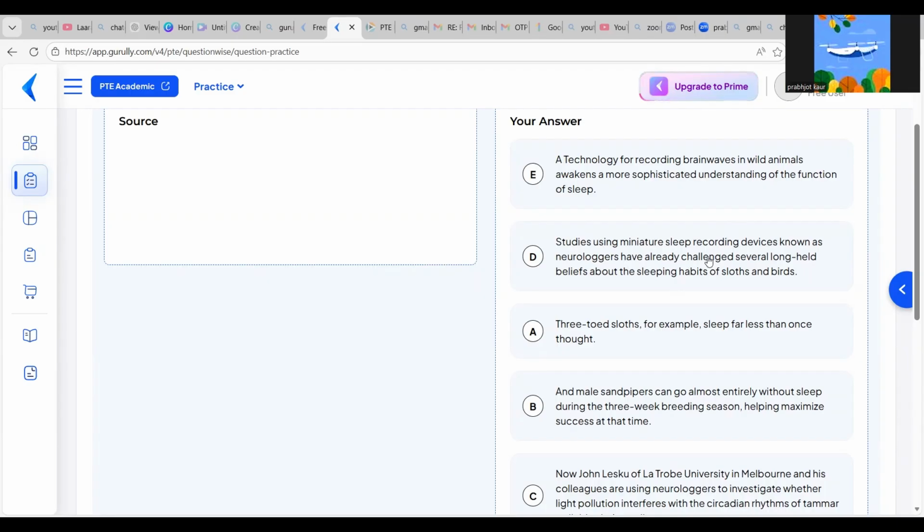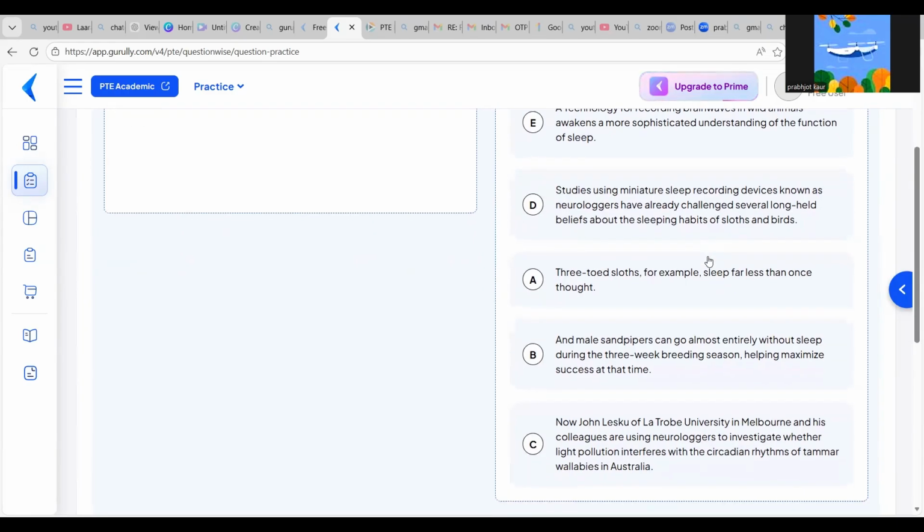Okay. It introduces the technology, then explains what studies using that technology have discovered. And after that, the three-toed sloth, for example. The key word here is "for example," and it must follow a general statement. D mentions that studies challenged several long-held beliefs and gives a specific example of that.